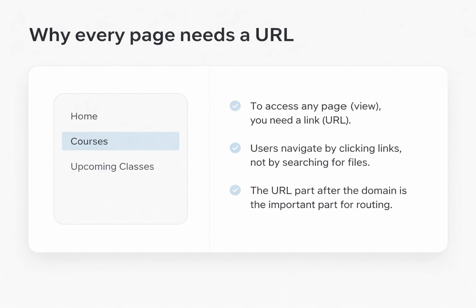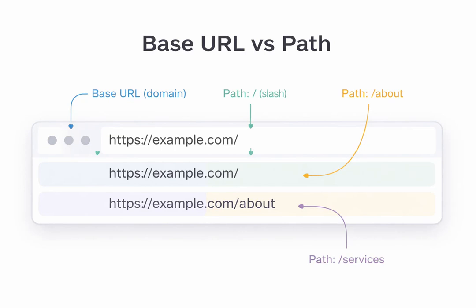So we design the app so each view has a URL, and Laravel routes that URL to the correct view. When the instructor talks about the main URL versus the part after it, they mean the domain is the base URL, but routing is mostly about the path. The path can be just a slash, meaning the home route, or it can be something like /about or /services.